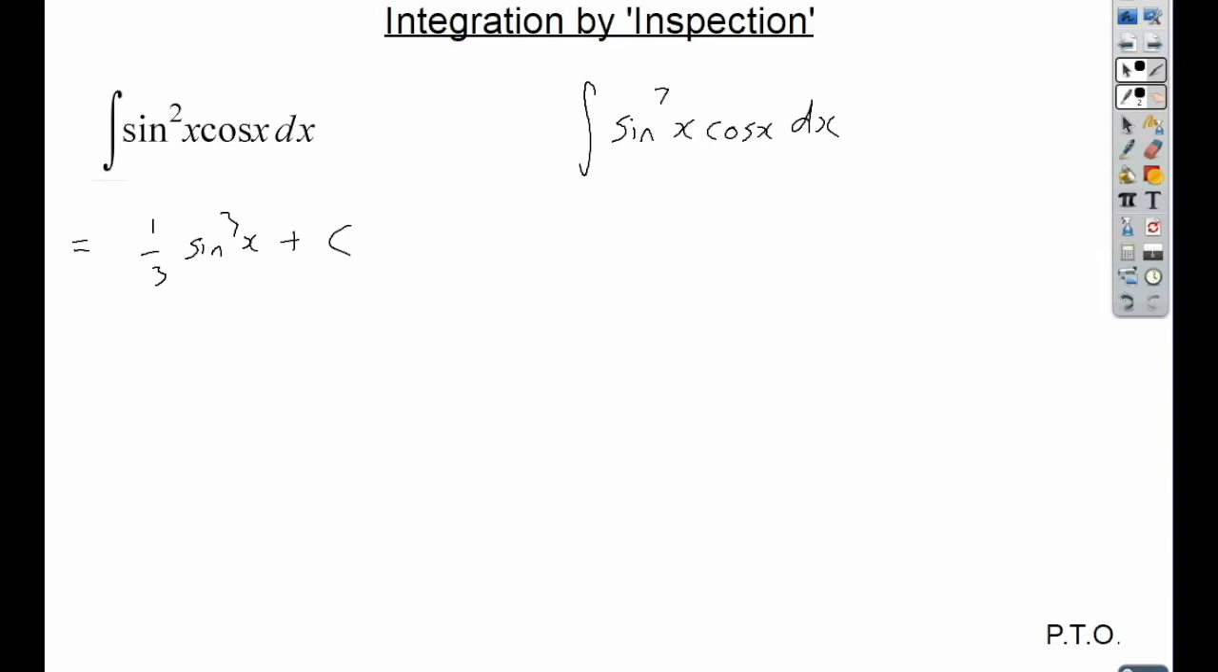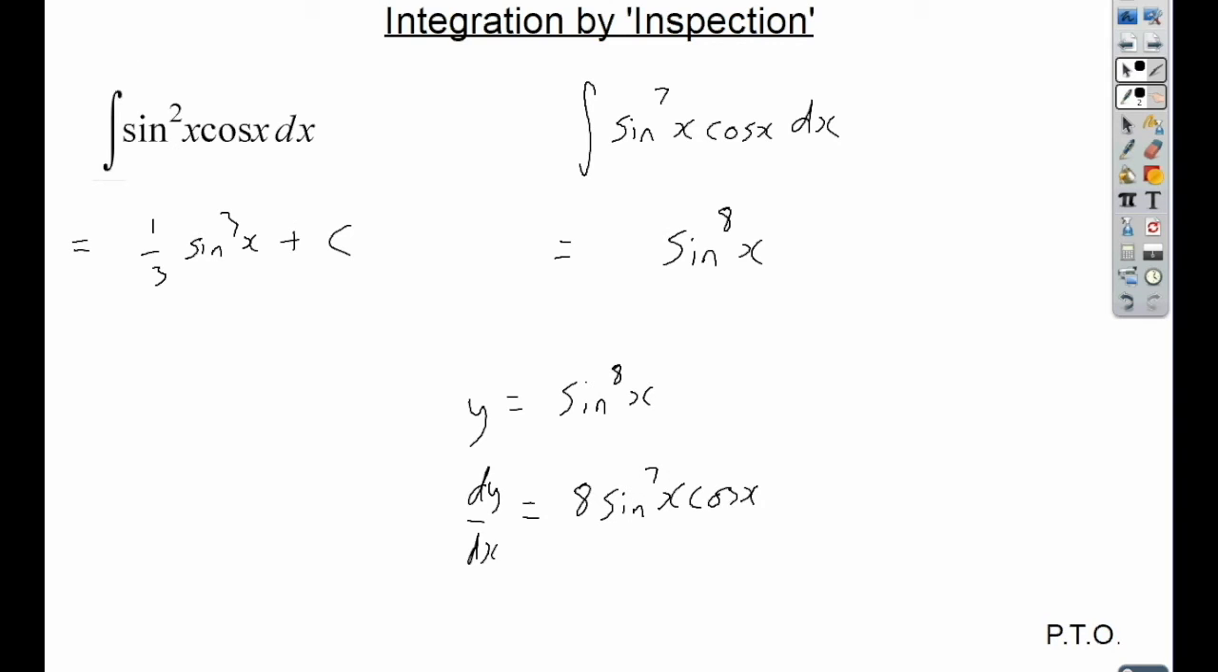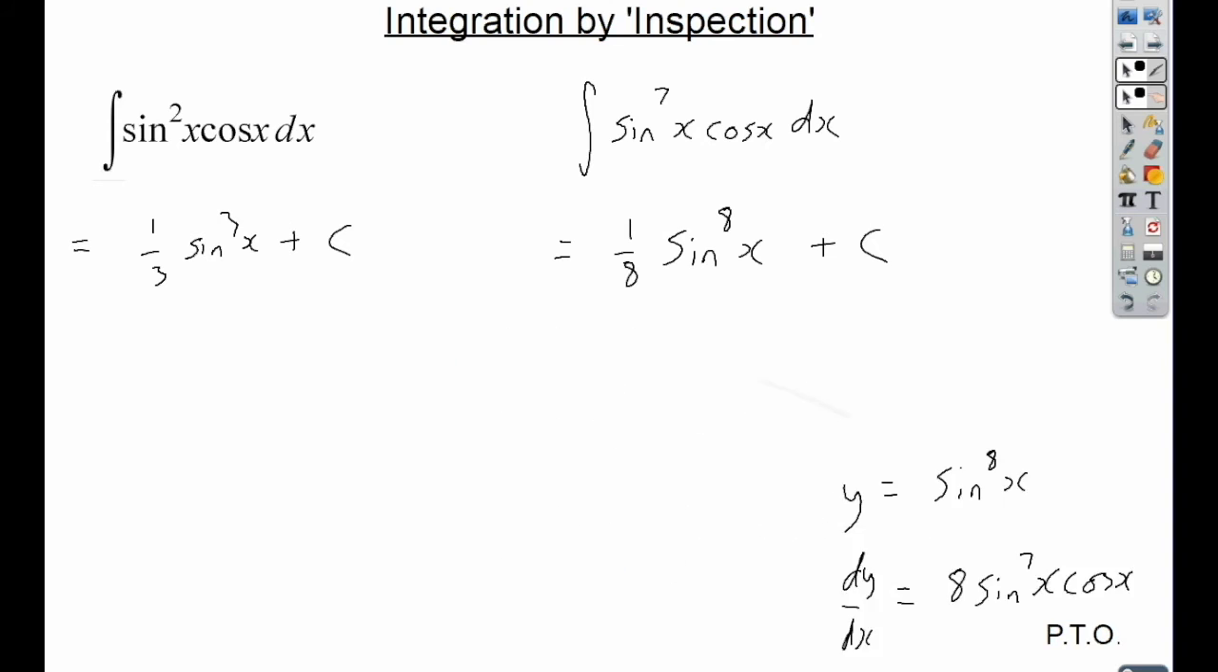Right, hopefully the video has been unpaused now, and hopefully you reckoned that the answer is going to be something to do with sine to the power of 8x. Why? Well, because when you differentiate sine to the 8x, d by dx is 8 sine to the 7x cos x, and that very nearly gives us our answer, doesn't it? So hopefully that will tell you that you need to multiply sine to the 8x by 1/8. That is it.